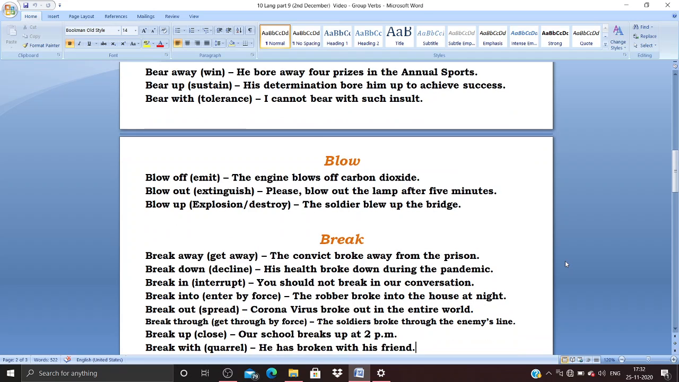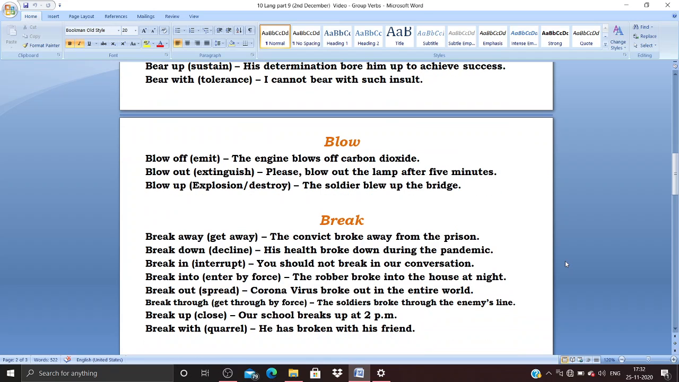Blow. Blow off means emit. The engine blows off carbon dioxide. Any doubt? Scientifically and linguistically, blow off means emit. The engine blows off carbon dioxide. Blow out, extinguish. Meaning changes. Blow off, blow out. Blow out, extinguish. Please blow out the lamp after 5 minutes.